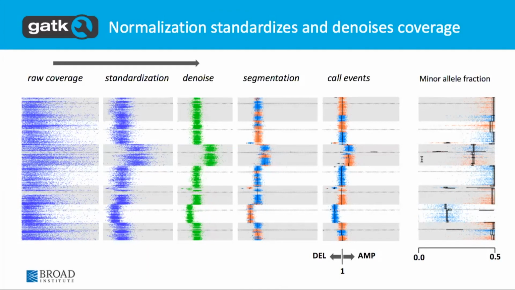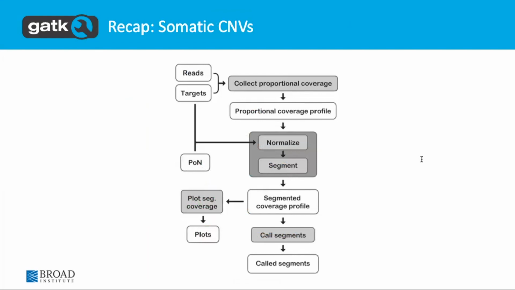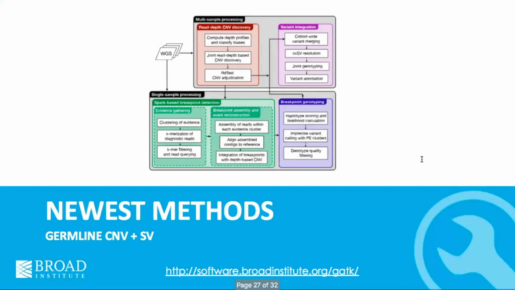So there are several steps of denoising, followed by segmentation, and we also take advantage of the allele, the SNP information, in order to do segmentation. This is the overall pipeline. We will also talk about it in more detail on Thursday.